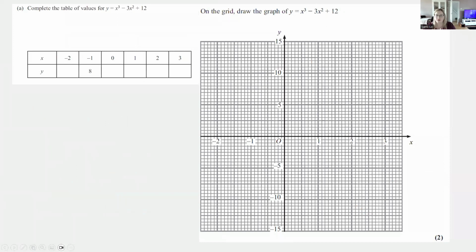Next one. Very similar. This time we've got a cube. It's nothing different. This might be something that's on your paper. It looks a little bit scarier, but it's really not. Same technique. -2 cubed, -3. This is why I like writing in my squares and stuff like this. 0 is going to be quite nice. See, not all bad.